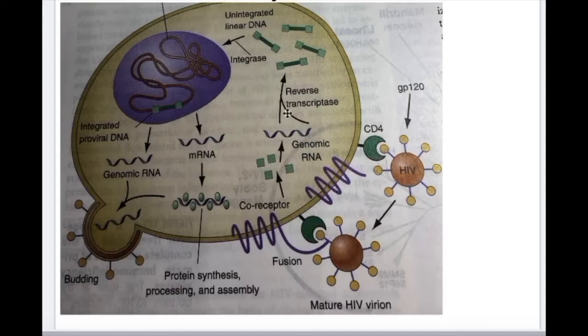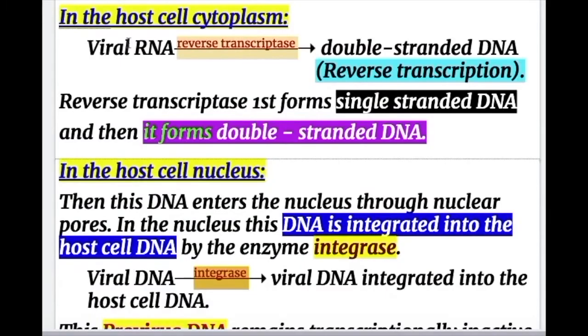The viral reverse transcriptase then acts on the genomic RNA and converts it into double-stranded DNA, which then, along with the integrase, enters into the nucleus of the CD4 cell through the nucleopores, and this DNA is integrated into the DNA of the CD4 cell, and then mRNA comes out for the protein synthesis, and viral genome comes out and leaves the cell after budding. So I repeat here, in the host cell cytoplasm, reverse transcriptase acts on viral RNA, converts it into double-stranded DNA.